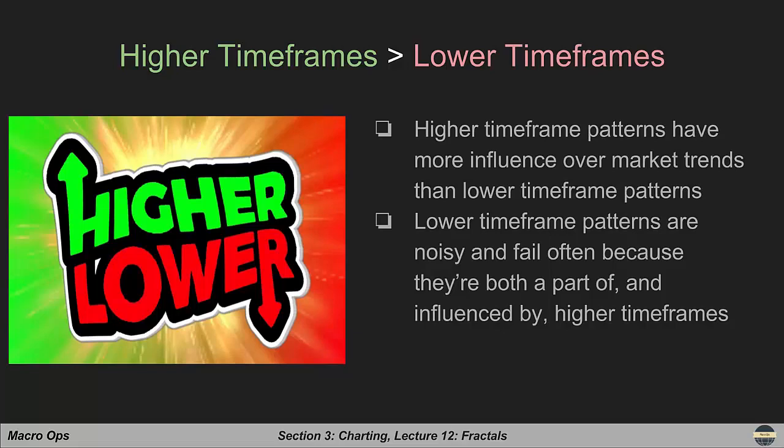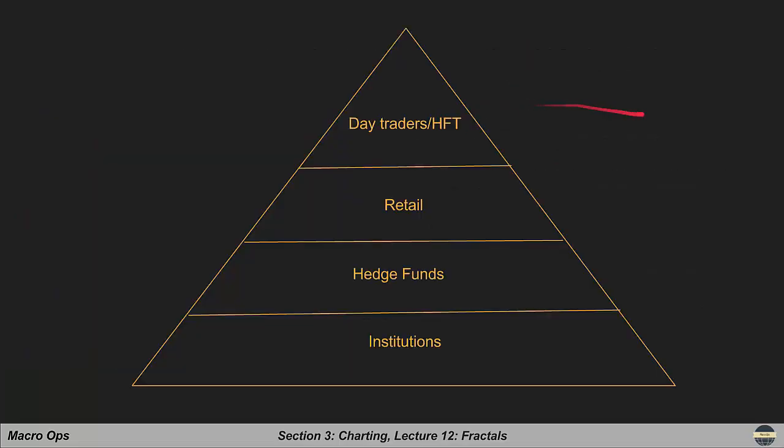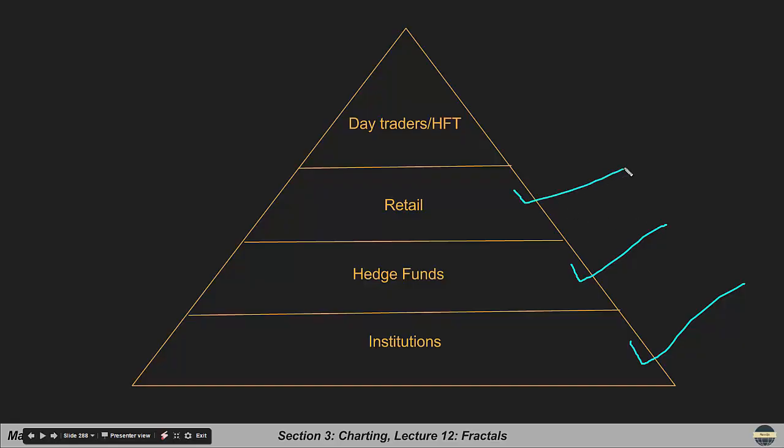And because of that, lower time frame patterns are more noisy, they fail more, and they get influenced more by the larger time frame players. And that's because the market's built in this sort of structure where we have institutions, the biggest players at the bottom, making up the majority of the large moves, and then hedge funds who are more looking at shorter to mid-term patterns, retail who does sit in the midterm and short term, but can even get to intraday trading. And then finally, HFT and day traders who are on the shortest and tightest time frame and trading multiple times a day.